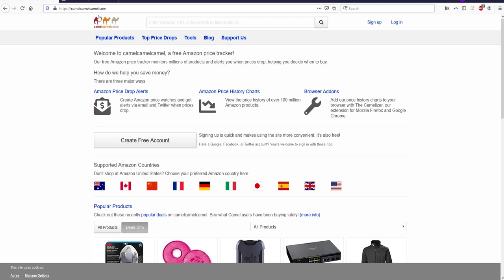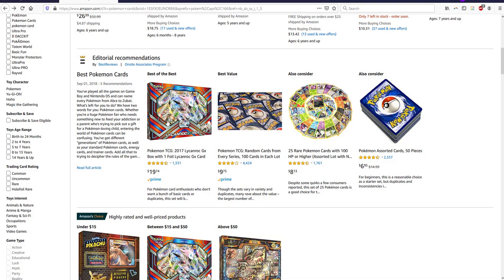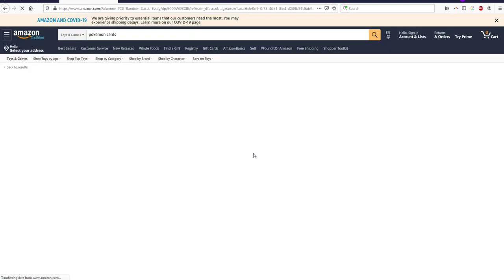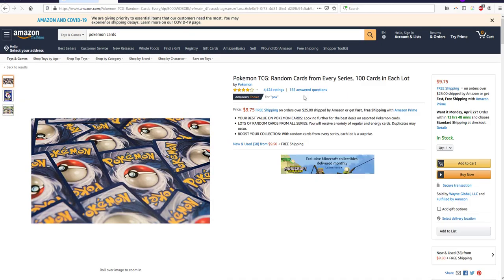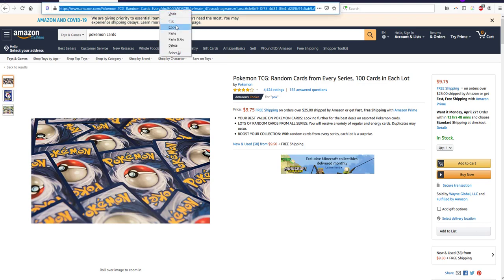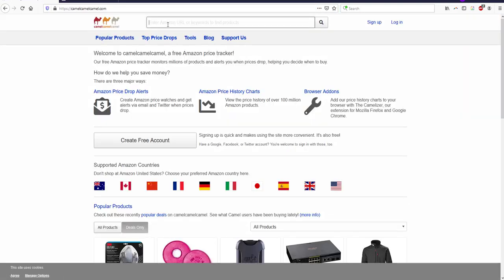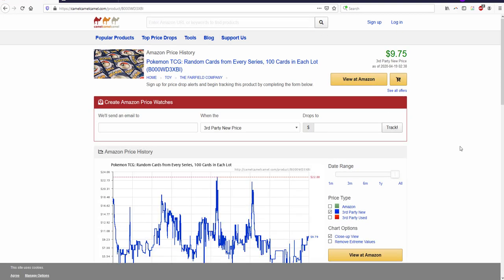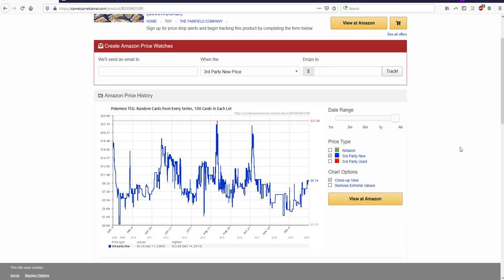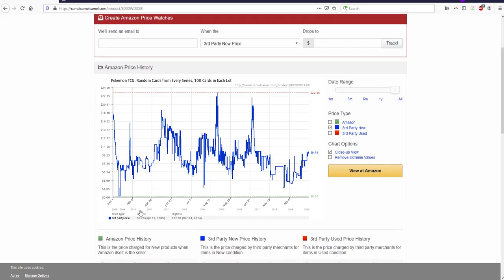So what you need to do in order to use this particular site, you just go to Amazon, you search for a particular good. The one that we want to hone in on right here is this one for Pokemon cards, 100 Pokemon cards for $9.75. You just go ahead, click on the URL, you copy, and then you paste it onto Camel, and this will give you a price history for this particular good for however long it's been selling. So for this particular good, it's been selling all the way since 2008, all the way till today's time period.